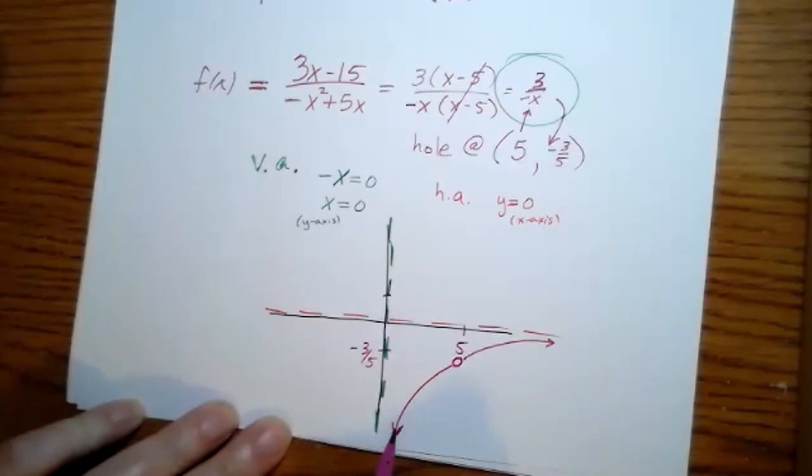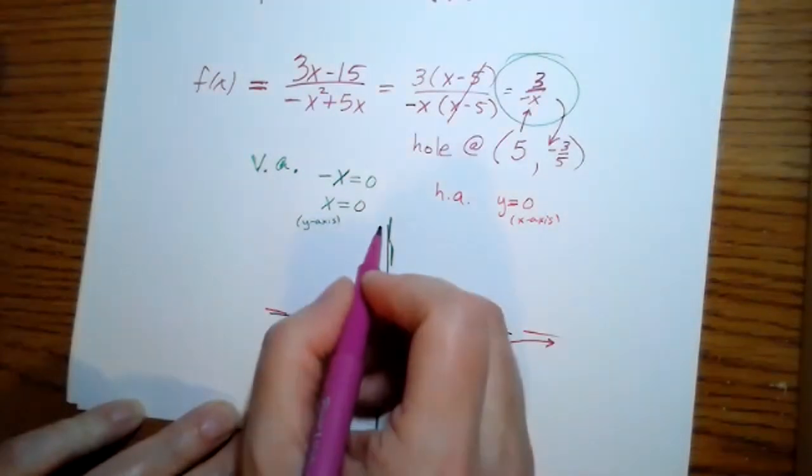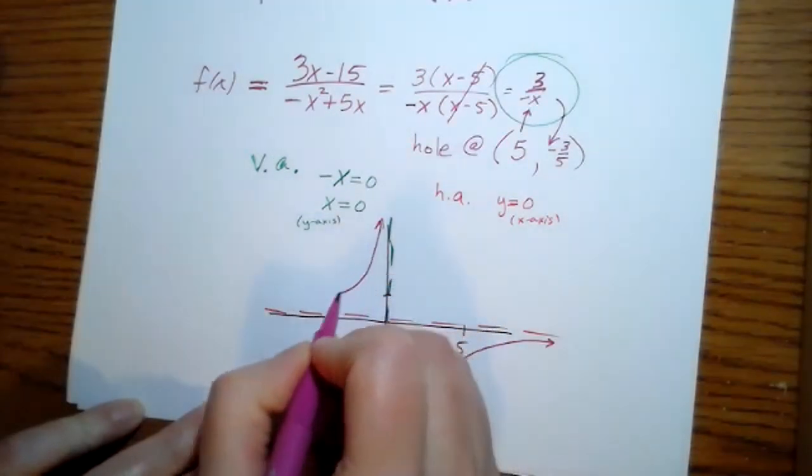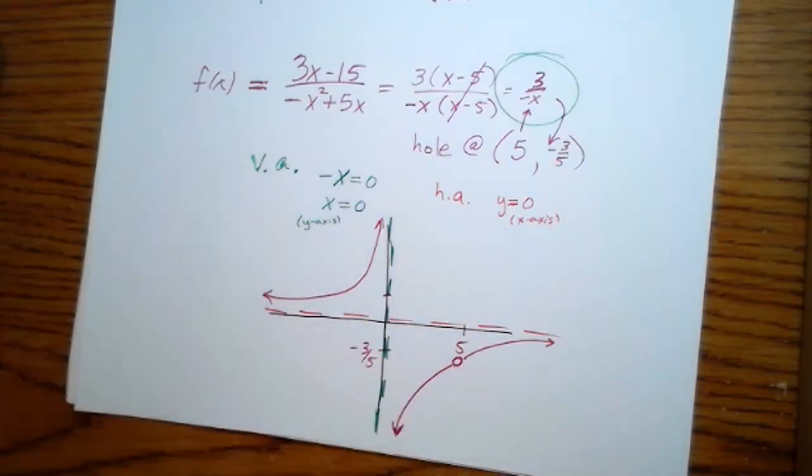And then I'm going to jump, because I was going down on this side, I'm going to jump to up on this side, and I'm going to come and level off towards the 0. So that's probably what the answer looked like.